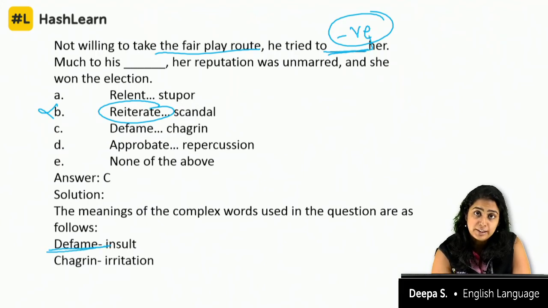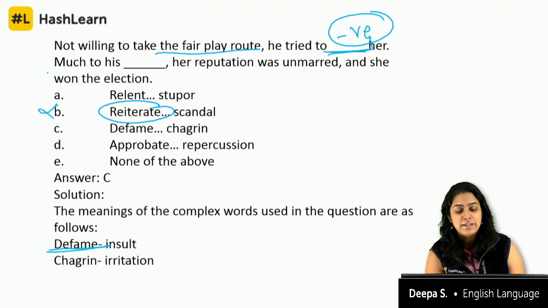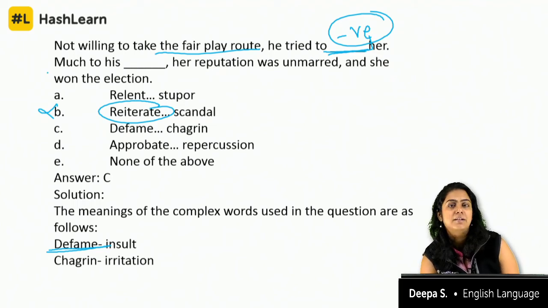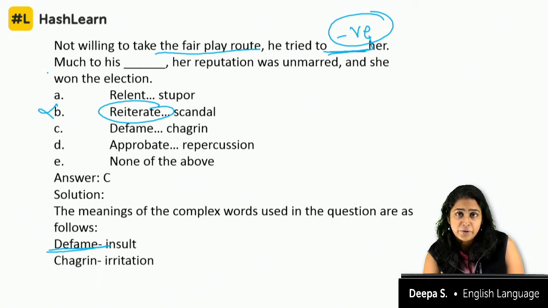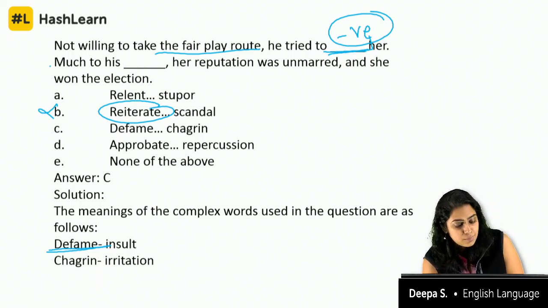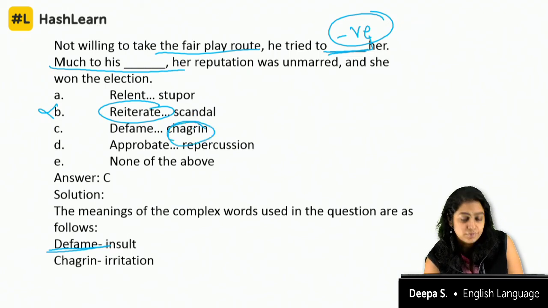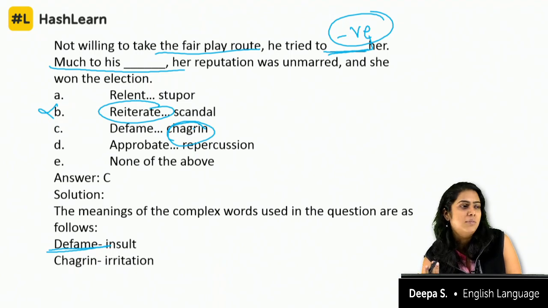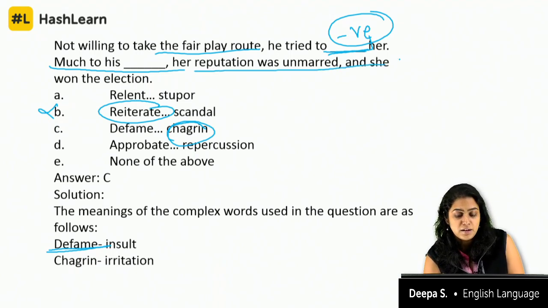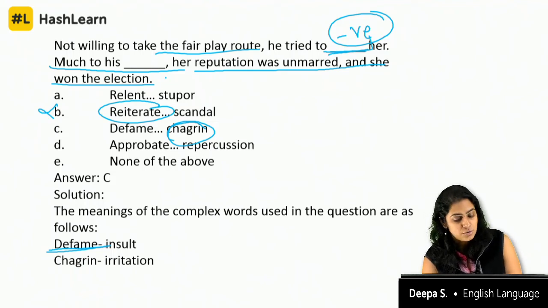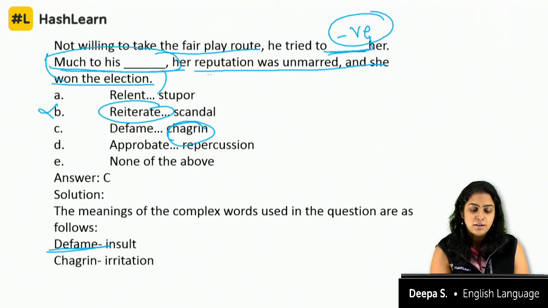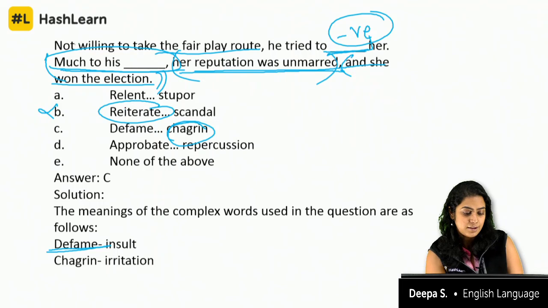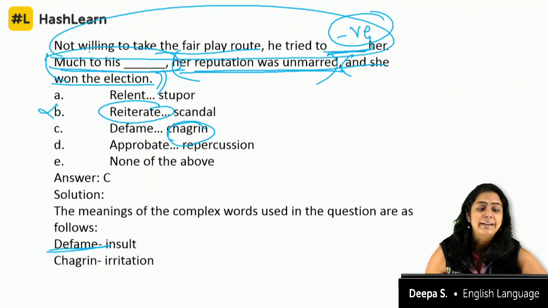This is a very negative word here, and it makes sense. Not willing to take the fair play route, he tried to defame her, meaning he tried to say things that were just dishonorable about her, and tried to defame her, much to his chagrin. This is quite much to his chagrin, much to his disappointment. Her reputation was unmarred and she won the election. Okay, so remember that this is a contrast indicator thing. Okay, much to his chagrin, her reputation was unmarred, she won the election, and this wasn't the desired result for him, because he was trying to defame her.